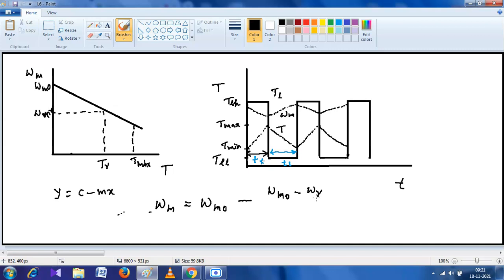It should be omega m0 minus omega r by Tr into T. This should be the equation of the curve, or say this is the equation of the speed-torque characteristic.